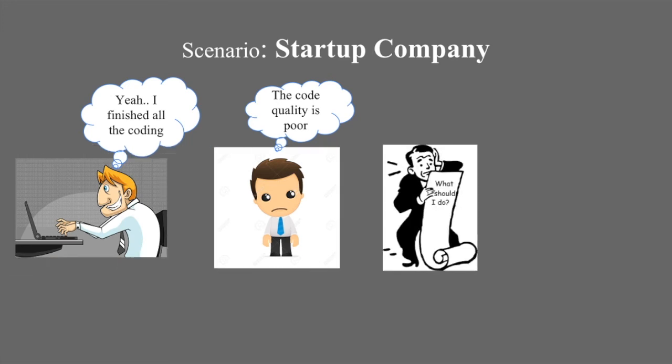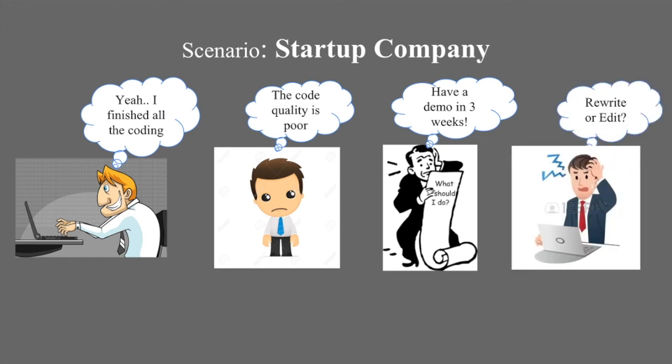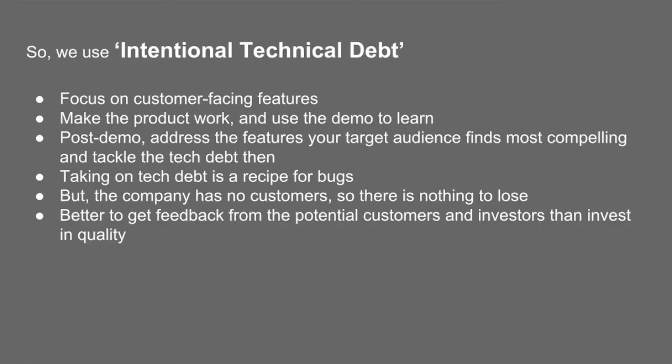But they have a demo in 3 weeks. So they have to decide what to do with this code. Should they rewrite the code or edit the code? But there's no time to rewrite the whole code from scratch, hence they decide on editing the code. While editing the code, they use the algorithm which was explained previously in this presentation.